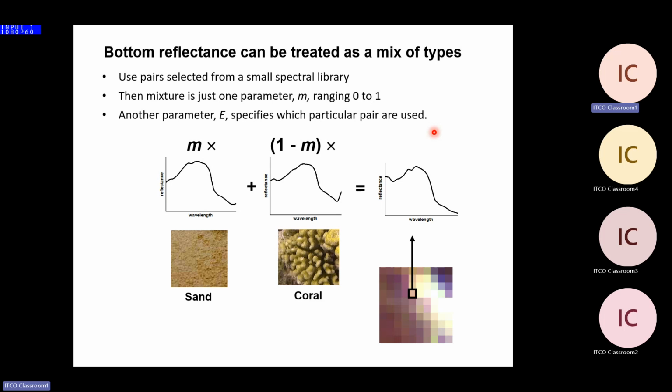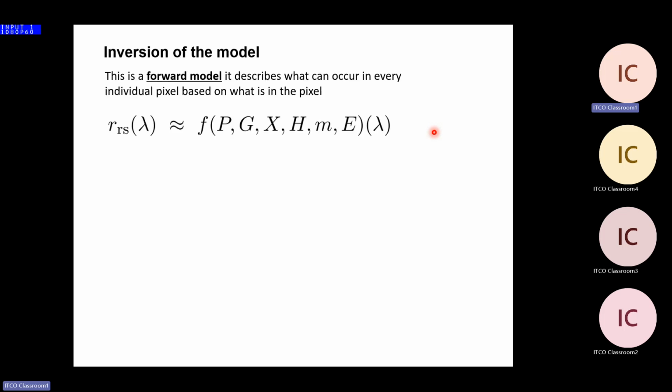So you end up with a model for bottom reflectance that basically has one number, which is which pair you've got. If you've got 6 different possible bottom types, you can make a pair 15 different ways. And then another number, which is how you mix that pair together. So it simplifies it down, and you end up with a model like this, which is just 6 numbers for each pixel.